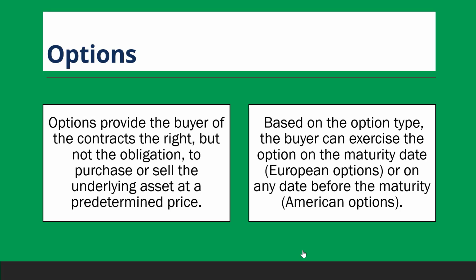Based on the option type, the buyers can exercise the option on the maturity date, European options, or on any date before the maturity, American option. So basically, in options trade, we have two kinds of options. One is called the European option, the other is called the American option. In India, we follow European options. So the buyer can exercise the option only on the maturity date. That is prevailing in India.